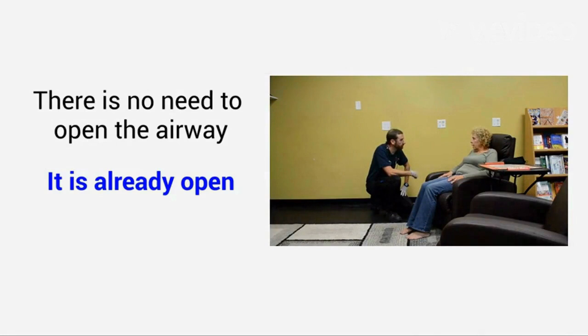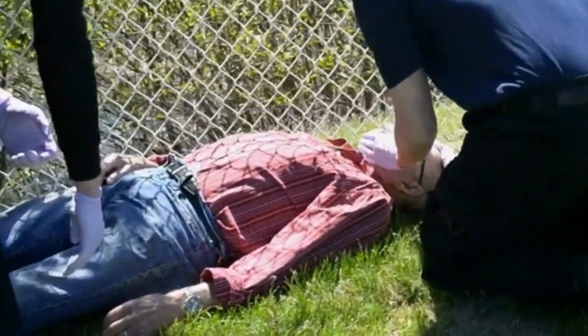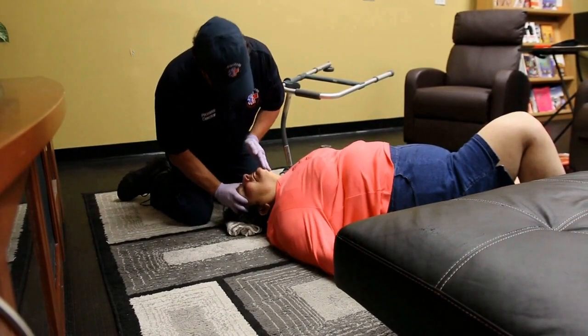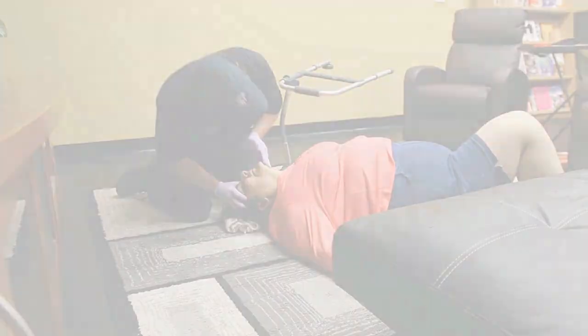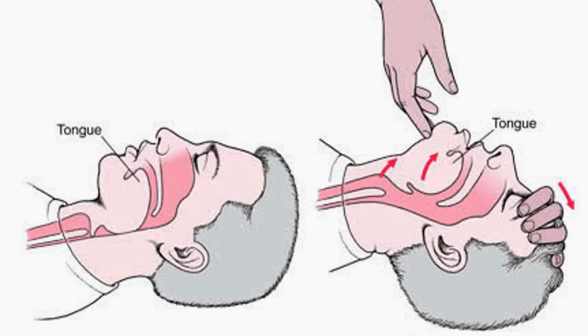It is already open. If the patient is responsive only to pain or is unresponsive to pain or has snoring respirations, then the rescuer should assess the patency of the airway and open it as necessary. The most common cause of airway obstruction in the unconscious patient is the tongue. Airway maneuvers help lift the tongue from the airway opening.